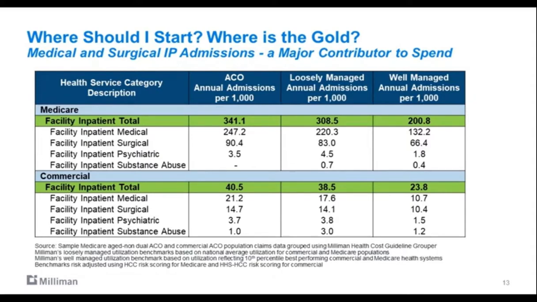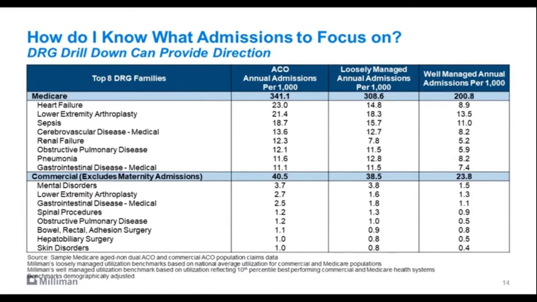So you can see this particular ACO is quite a bit higher, 341 versus 200 for well-managed. Again, that's happening in some parts of the country. It's not a made-up number. Commercial, you can see, of course, much lower utilization, and I have not included maternity, which would bump that up another 10 admissions. But again, this particular ACO is utilizing more admissions per 1,000 than even the national average. So, okay, that's interesting. But what do I do about it? Are there particular admissions that I can drill down into?